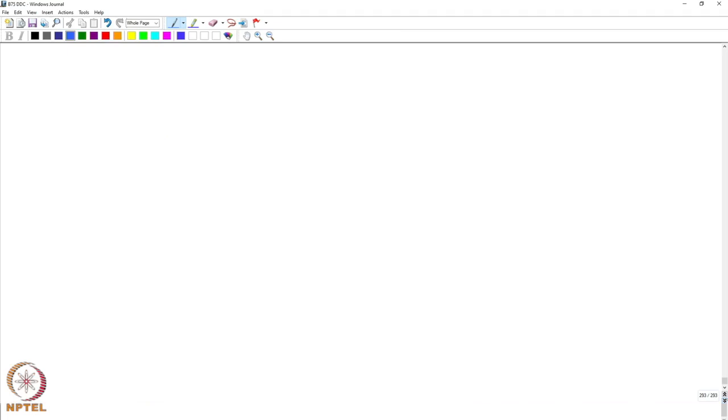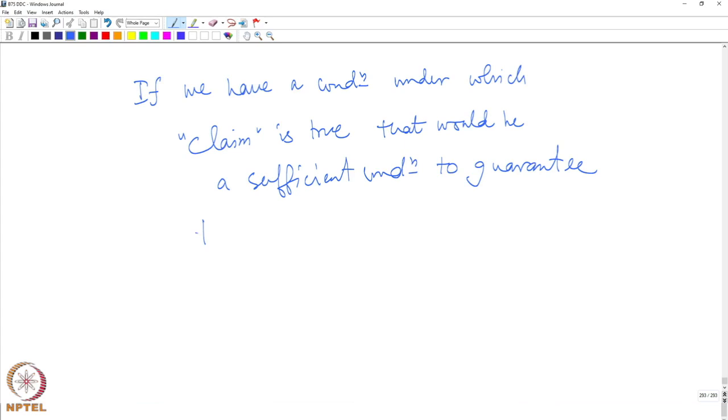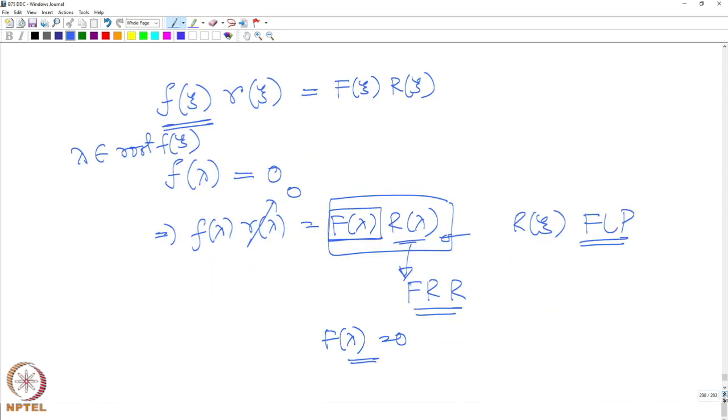So, if we have a condition under which the claim is true, that would be a sufficient condition to guarantee that the Hankel HL column span will be exactly equal to BL. So, all I have to do is find out the condition under which this is true.